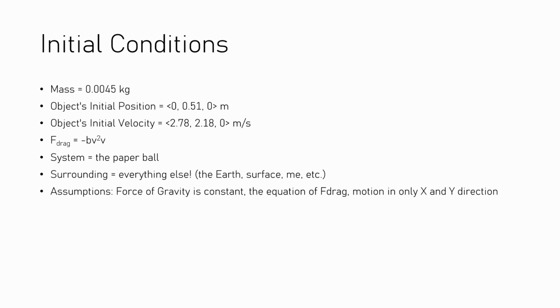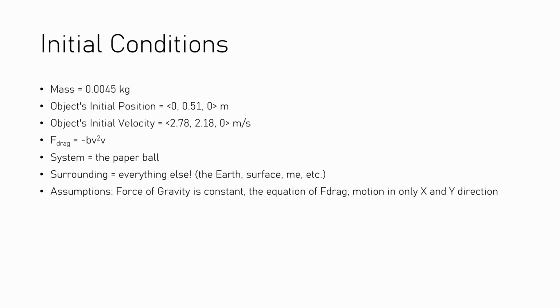Initial conditions. The mass of our object was 0.0045 kilograms. Our object's initial position was 0, 0.51, 0 meters. Our object's initial velocity was 2.78, 2.18, 0 meters per second. Our F drag was calculated by using the formula negative B, V squared times V. The system was the paper ball, and our surroundings was everything else, the earth, the surface, me, etc.